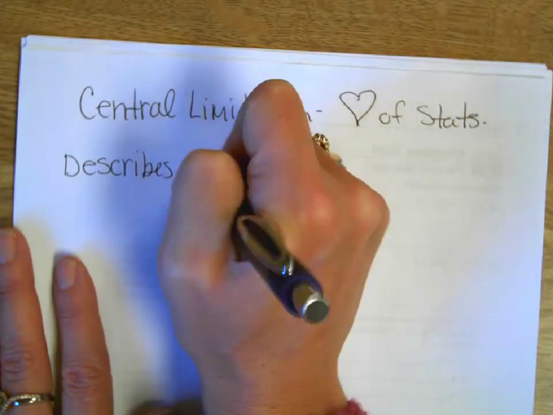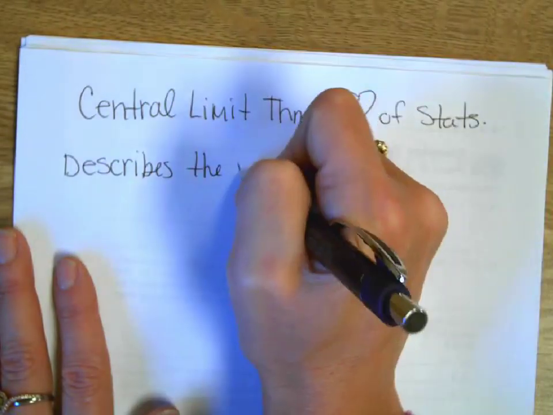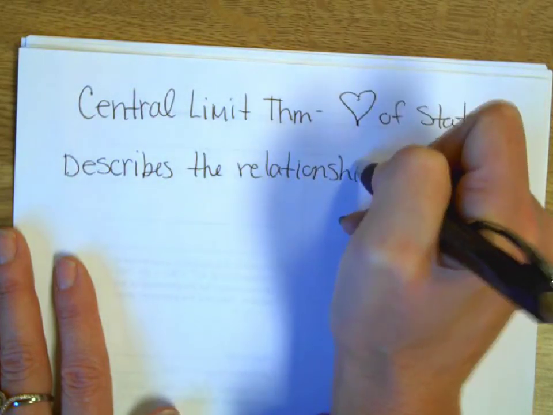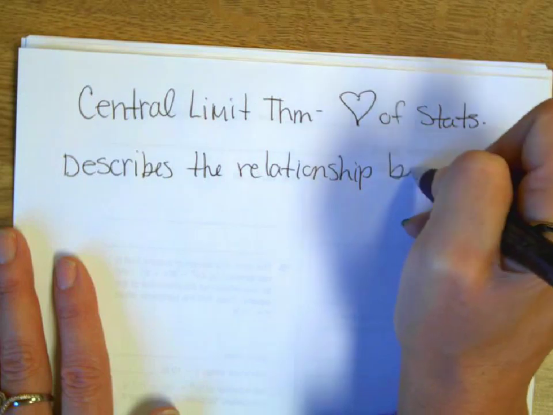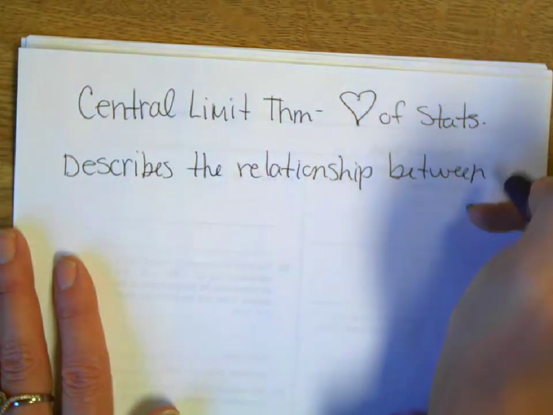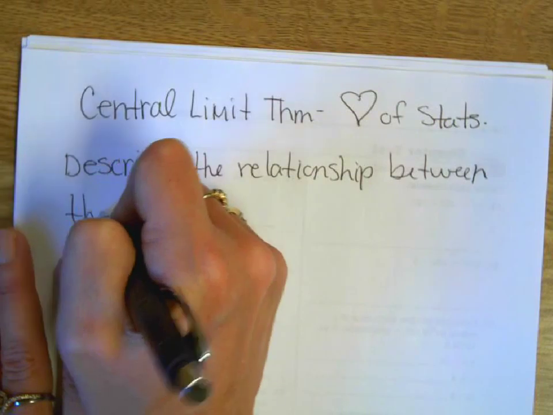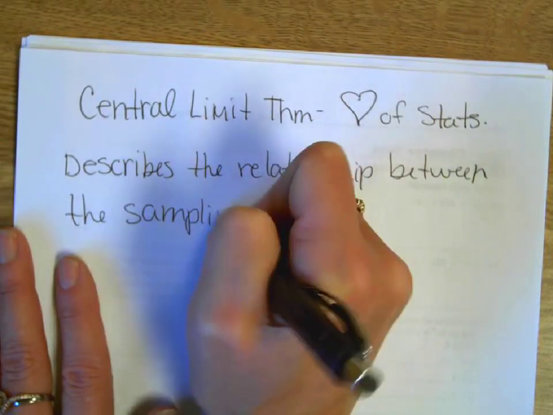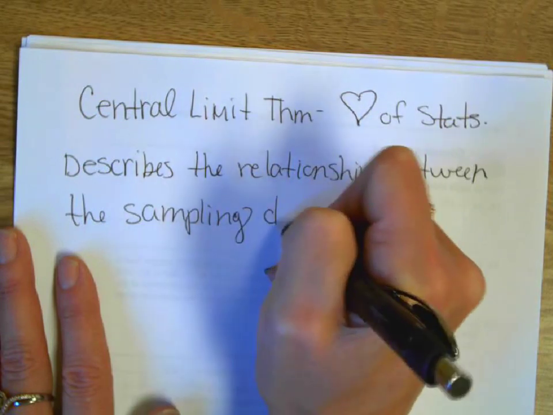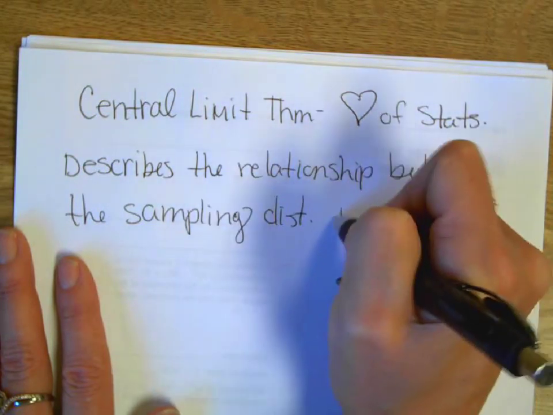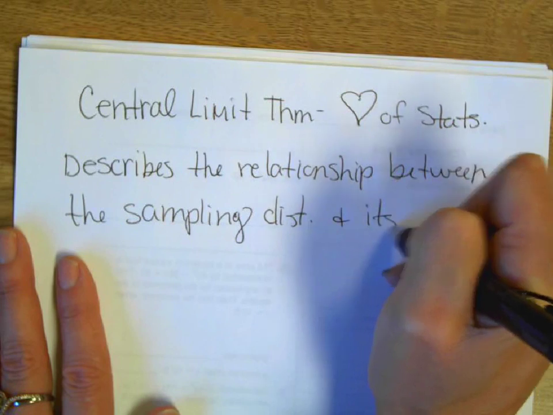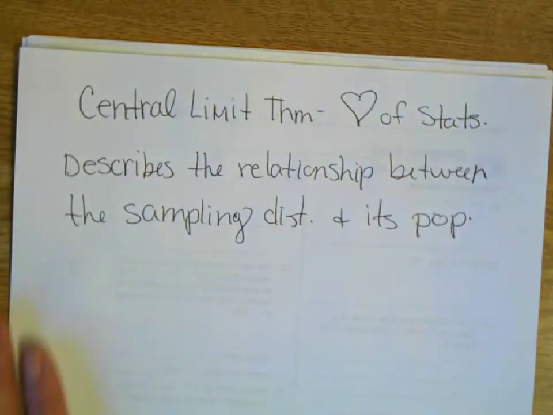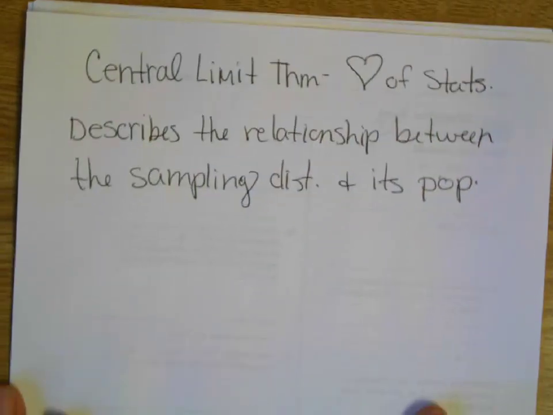describes the relationship between the sampling distribution and its population. So there's two parts to the central limit theorem.